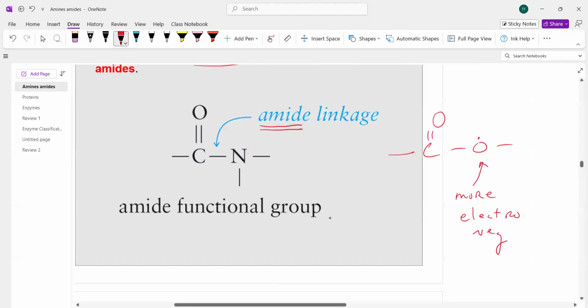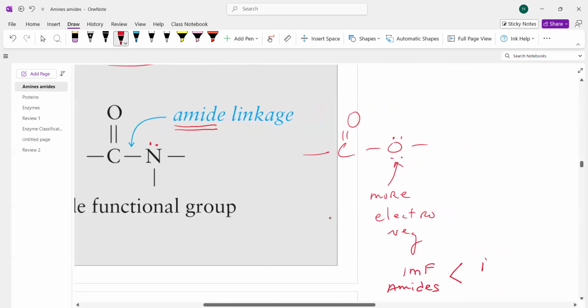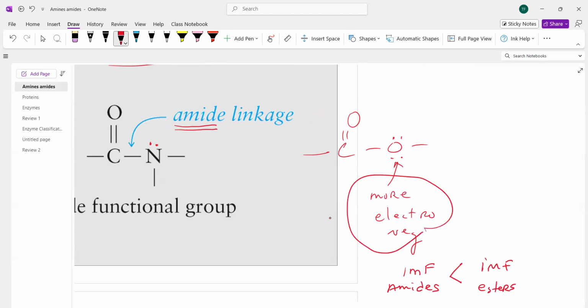Because we're talking about nitrogen versus oxygen, the IMF for amides is less than the IMF for esters. And again, it's because the electronegativity of oxygen is more than nitrogen.